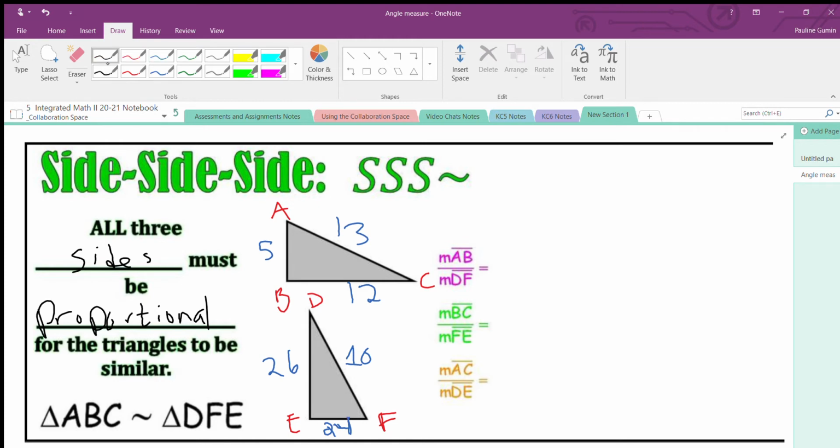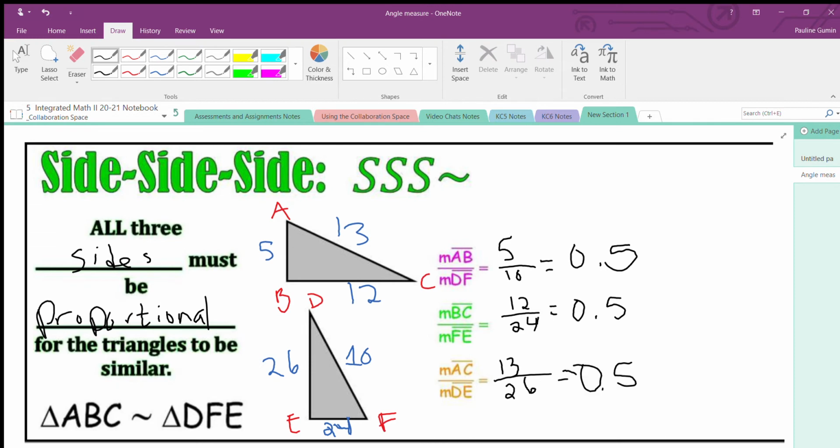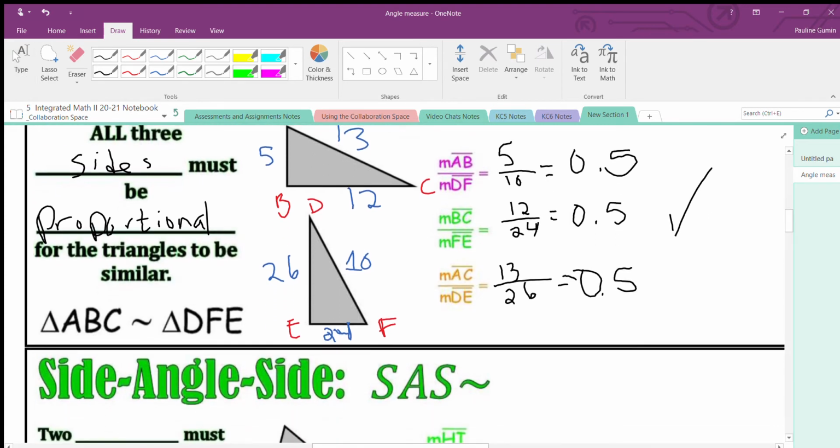Let's see if it's proportional. AB is 5, DF is 10. 5 over 10 is 0.5. Do it in your calculator. It's easy to see. BC, well, that's 12, and FE is 24. Once again, that's 1/2. Lastly, we have AC, that's 13, DE, that's 26. 1/2. Perfect. Side-side-side. If even one of those decimals would have been different, that's it. They're not similar.